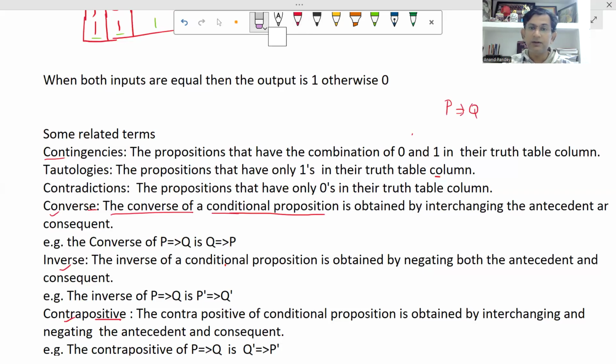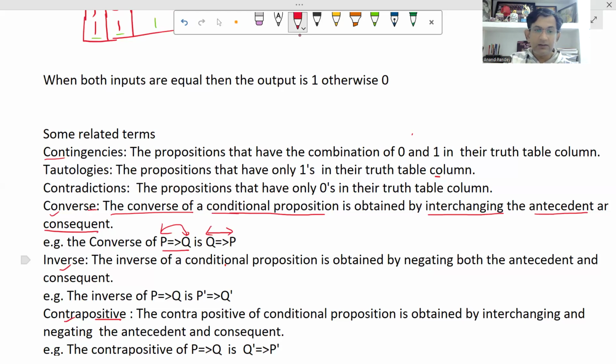So all these three terms are related to conditional proposition. Converse means the converse of a conditional proposition is obtained by interchanging the antecedent and the consequent. For example, the converse of P implies Q is Q implies P. What we have done here, we have interchanged the antecedent and consequent. So if any conditional proposition is given and you are asked to find the converse of that, you have to interchange the antecedent and consequent with each other to get the converse.